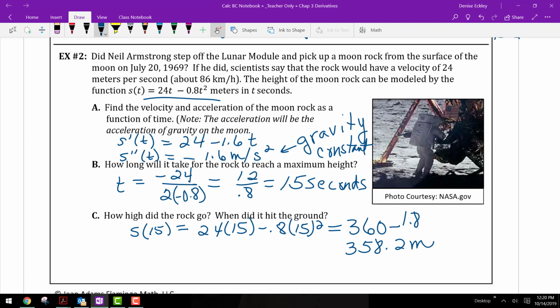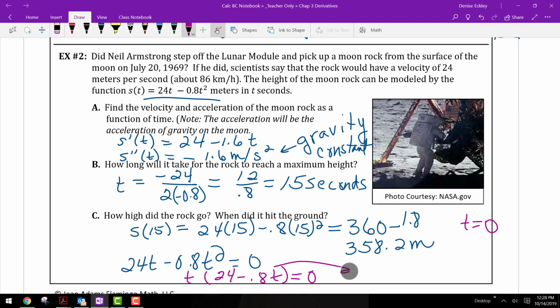So what you want to do is set the equation equal to 0 and solve it. And then you're going to solve this for t. So I'm running out of space here. So t times 24 minus 0.8t equals 0. So obviously it's on the ground at t equals 0. And when you solve this equation, you get t equals 30 seconds till it hits the ground.